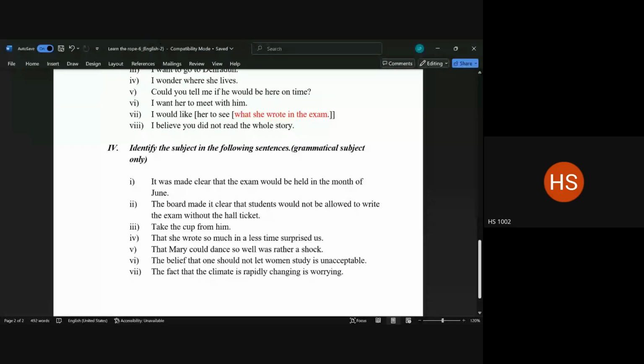So is the what verb? What was made clear? That the exam would be held in the month of June, right? So this is clearly the object of the sentence. Was made clear is your verb. It's a serial verb, a compound verb. But was made clear is what? It's your verb of the sentence. That the exam would be held in the month of June. So it was made clear that the exam would be held in the month of June. That's the object. So then the subject has to be what?